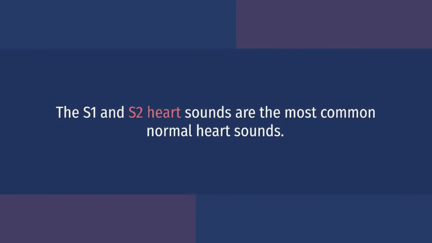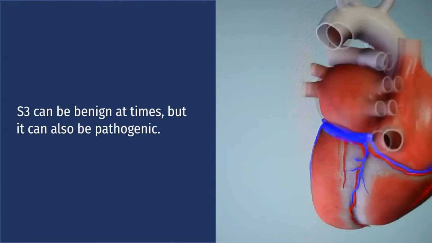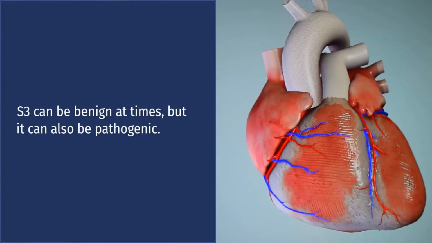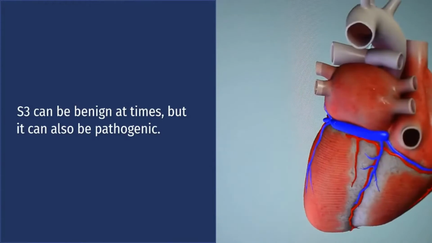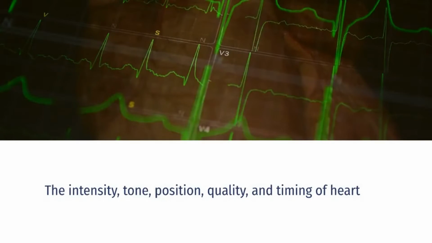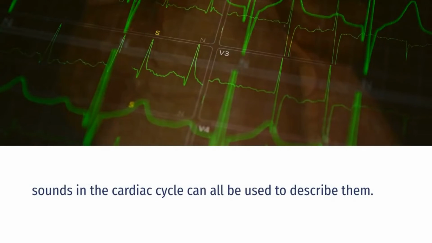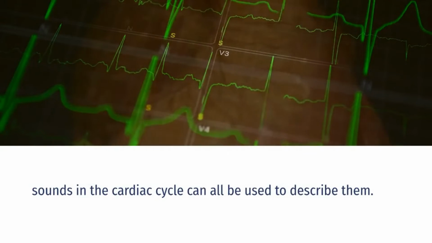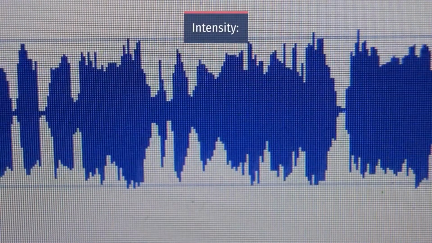The S1 and S2 heart sounds are the most common normal heart sounds. S3 can be benign at times, but it can also be pathogenic. A pathologic S4 heart sound is almost always present. The intensity, tone, position, quality, and timing of heart sounds in the cardiac cycle can all be used to describe them. Let's learn about the characteristics of heart sound.